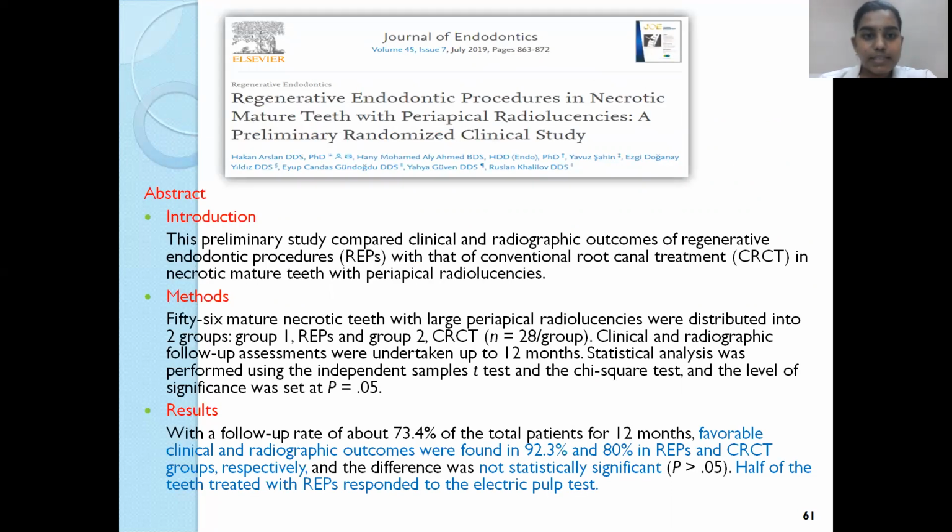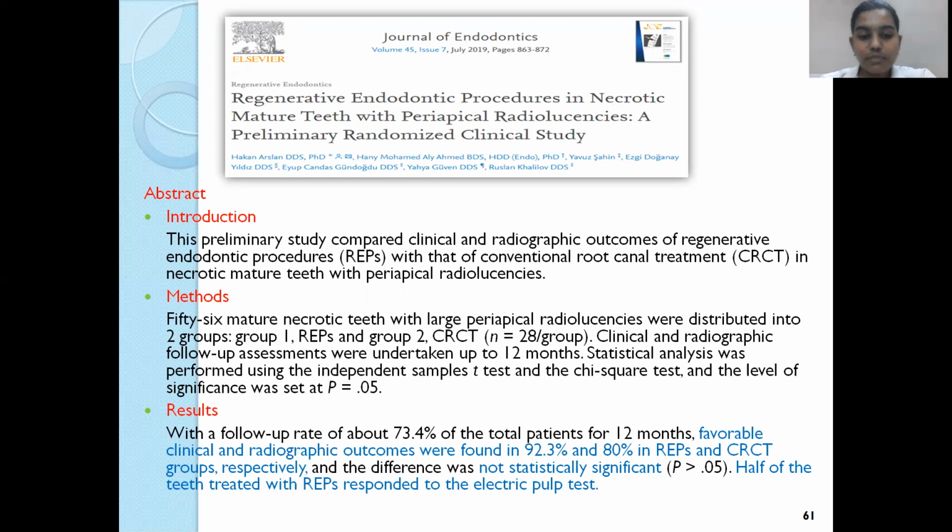This is an article by Arslan et al. on regenerative endodontic procedure in necrotic mature teeth with periapical radiolucency, in which they compared clinical and radiographic outcomes of regenerative endodontic procedure with that of conventional root canal treatment in necrotic mature teeth with periapical radiolucencies, and found that favorable clinical and radiographic outcomes were found in 92.3% and 80% in the regenerative procedure and conventional root canal treatment groups respectively, and the difference was not statistically significant.